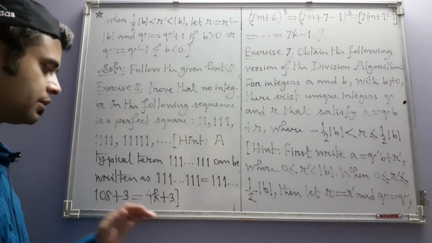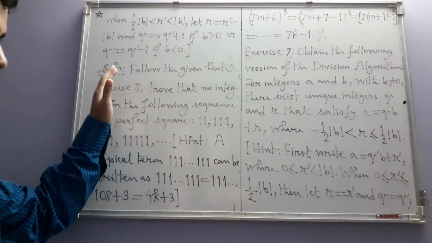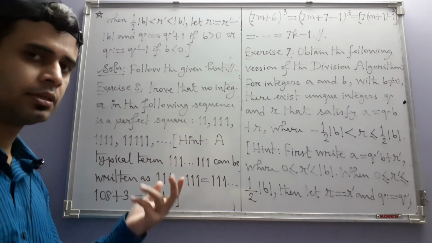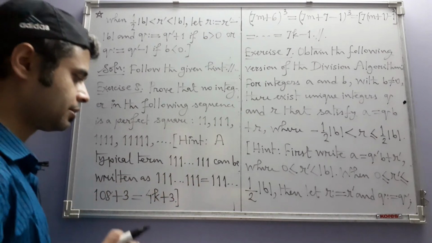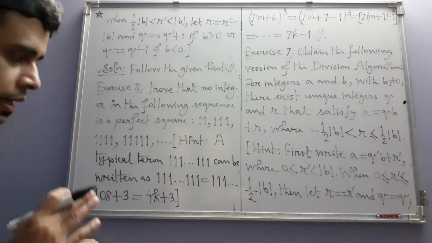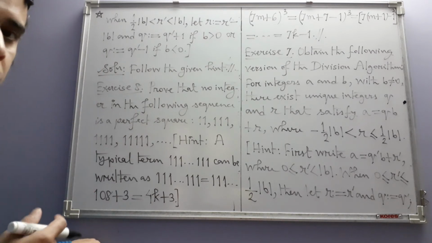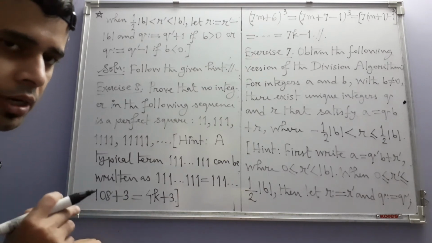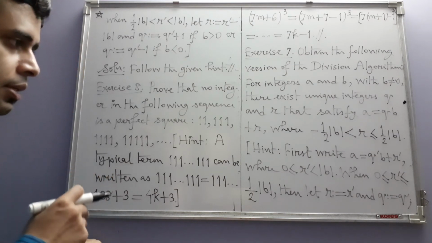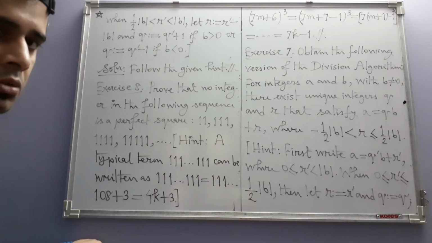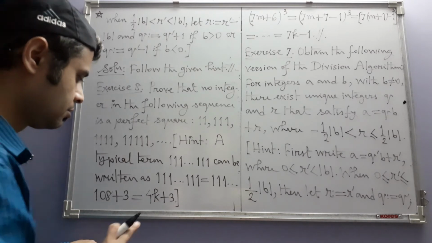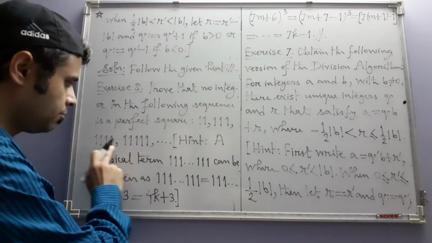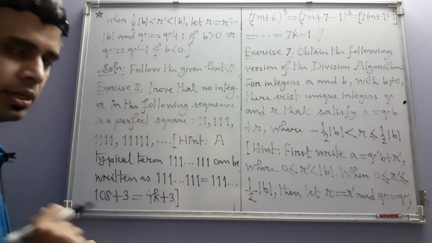And from a previous discussion when we had the division algorithm and its applications, we saw that the square of any integer is either of the form 4k or 4k plus 1. It is of the form 4k when the integer is even, and when the integer is odd, its square becomes 4k plus 1 for some integer k. So it never becomes 4k plus 3. That's why no integer of this form is a perfect square.